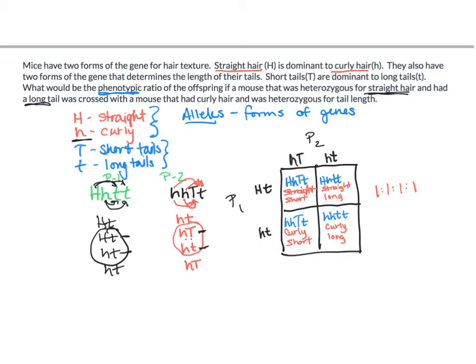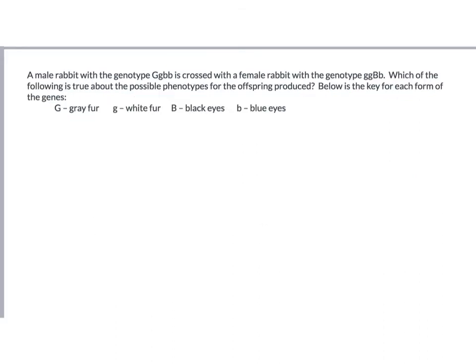Let's look at another example. So the next one says, we have a male rabbit with genotype big G, big G, big B, big B, crossed with a female that has this genotype, big G, little b, little b. So that helps us out because it's giving us the genotypes. We don't have to figure them out this time.